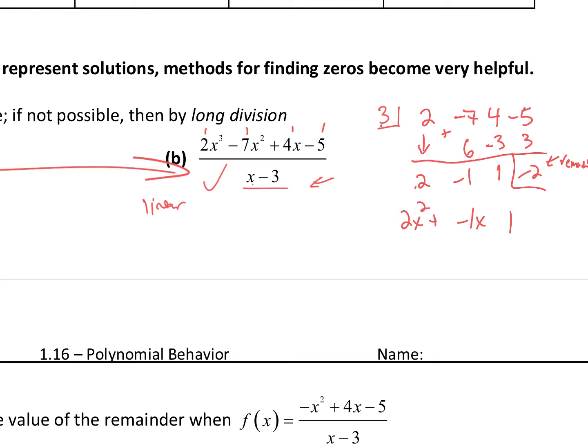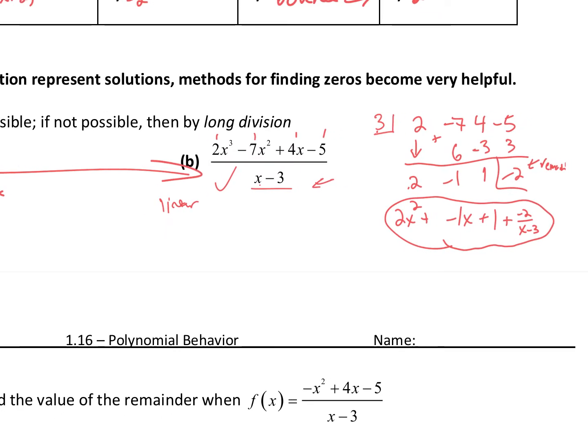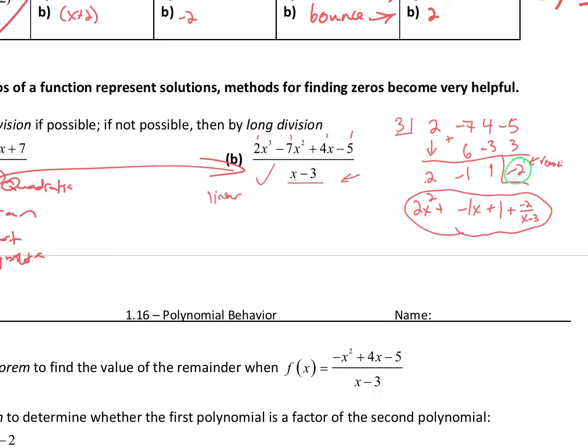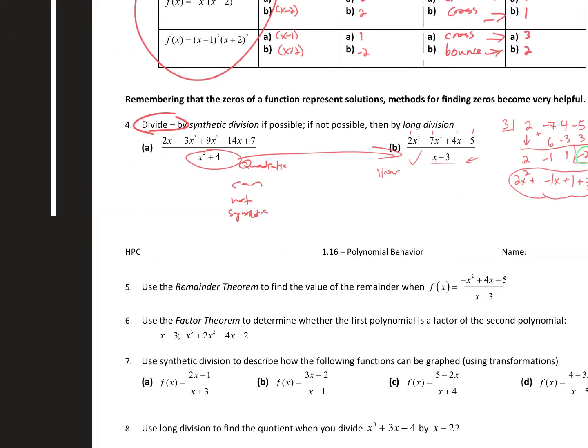So I have 2x squared plus -1x plus 1 with the remainder of -2 over x minus 3. So that is how I synthetically divide a function there. Now, what would be great is if we had one that went to 0. If one goes to 0, that means that it's an even factor and we can factor it out. So that's a brief intro to synthetic division. I'm sure we'll do it again.